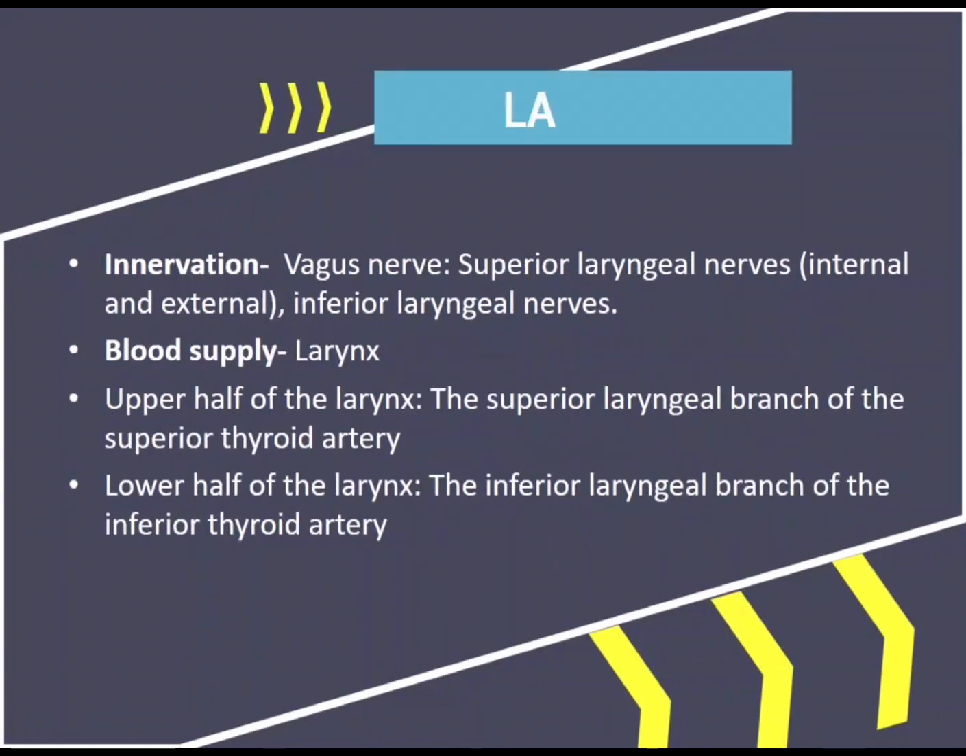Let's go to the larynx. The innervation of the larynx comes from the vagus nerve, the superior laryngeal nerve, and the internal and external inferior laryngeal nerves. For the blood supply of the larynx, the upper half comes from the superior thyroid artery and the lower half comes from the inferior thyroid artery.